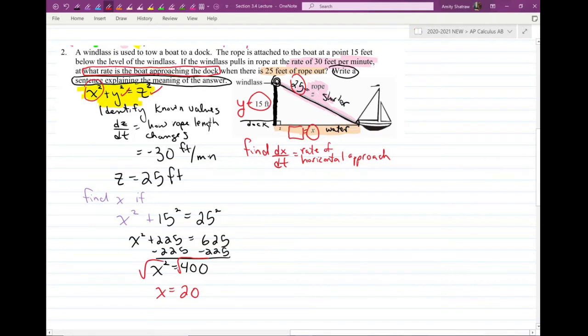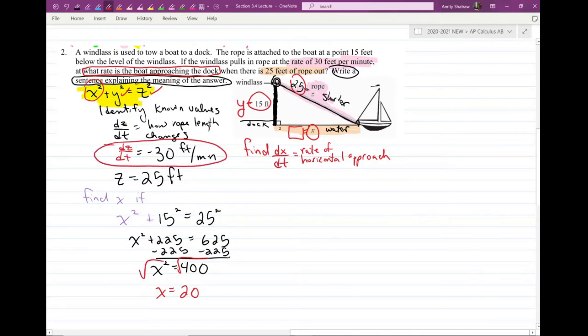So now that I know what X is, let's go ahead and find this dx dt, this thing that we're looking for, okay? Also, I want to double check. Right here, I forgot to write down the word, the dz dt. So I'm just wanting to highlight it because I'm going to need it in a minute.